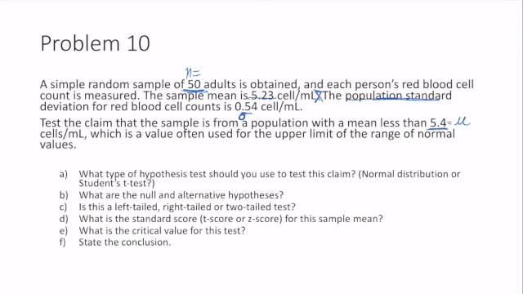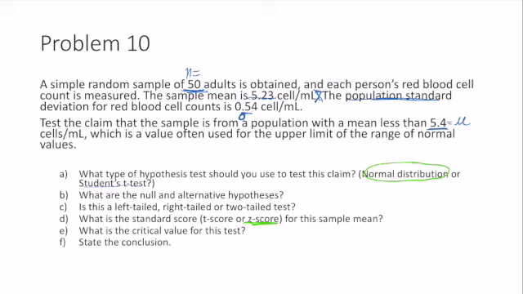So first thing, I think it's important to remind ourselves, when do we use a student's t-test? We use a student's t-test when our standard deviation, so sigma, is unknown. We know our standard deviation, so this is going to be a normal distribution. That means we're going to be calculating a z-score.